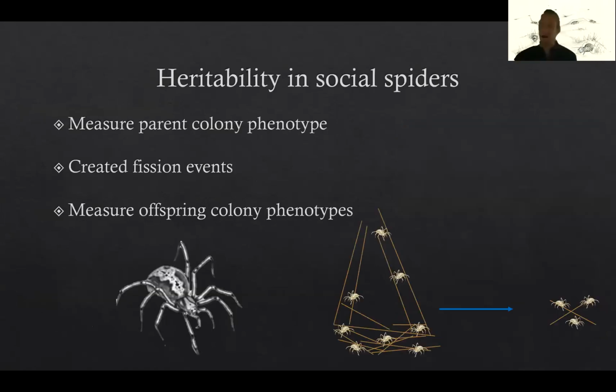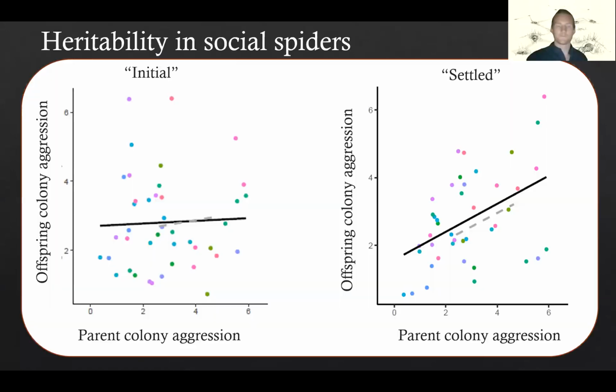So to measure this, we measured parent colony phenotypes in exactly the same way as in the previous study. Then we created artificial fission events where we took some spiders out of the colony and placed them 5 meters down the road. We then went back and measured these offspring colony phenotypes to determine whether they were similar to their parents. We measured the parents 3 times over 6 days, and then immediately after placing them back in the foliage, we measured the offspring colony 3 times over 6 days.